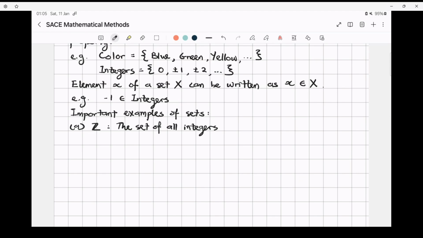So this is another way of writing down the definition of a set. Basically you define what the set is, and then you don't need to list down all the possible elements. The second very important example would be this weird symbol of R, and this is the set of all real numbers.